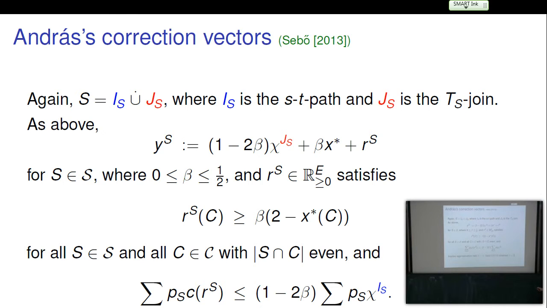So if we can bound the weighted sum of the RS vectors by a weighted sum of the incidence vectors of the blue parts, exactly by 1 minus 2 beta times this weighted sum, then what we really have is beta times x star plus 1 minus 2 beta times the convex combination of all trees, red and blue, which altogether is also x star. So we have 1 minus beta times x star as the total cost for parity correction. Of course, in addition we have to pay for the trees. So say if beta is 2/5, then we have 3/5 for the parity correction cost plus 1. So we have the 8/5 approximation ratio that Andras could prove.